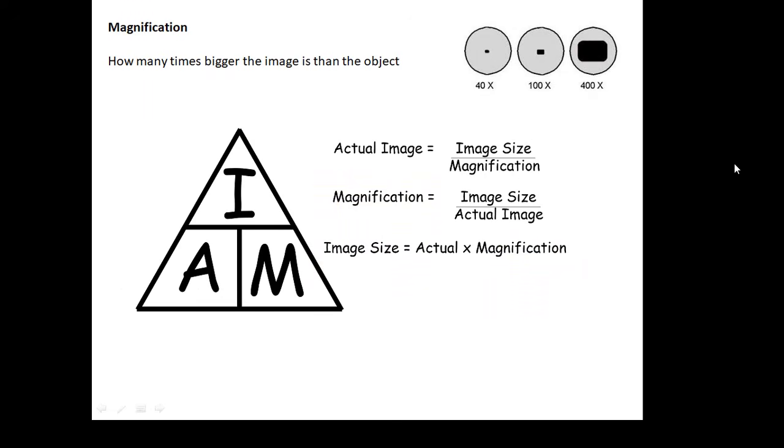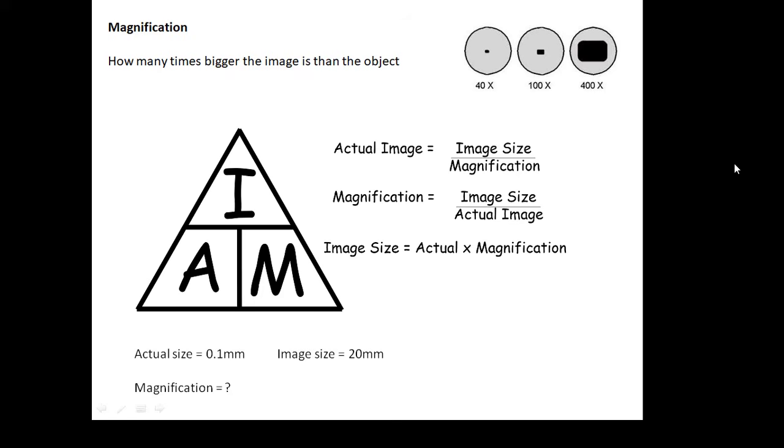This is important. A lot of students find this tricky. Magnification, using this equation: I is the size of the image, A is the actual size, M is the magnification. So the magnification is the size of the image divided by the actual size. So it's how much bigger it is, basically, is the magnification.